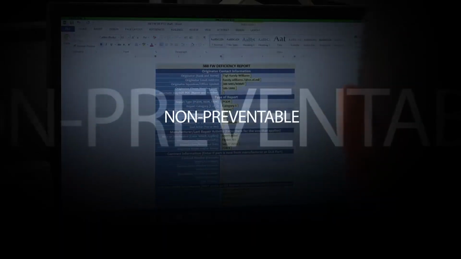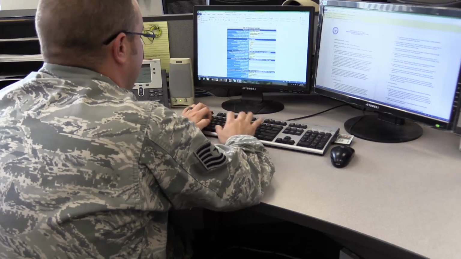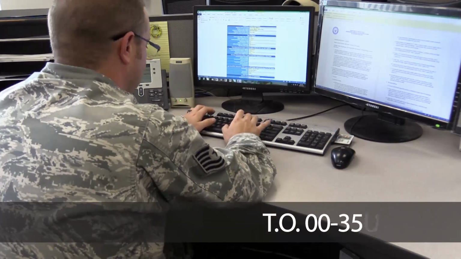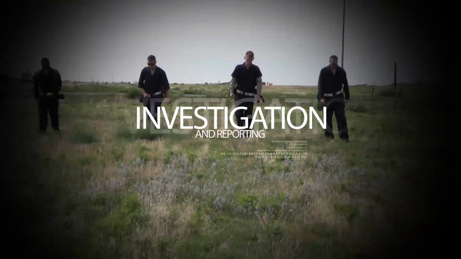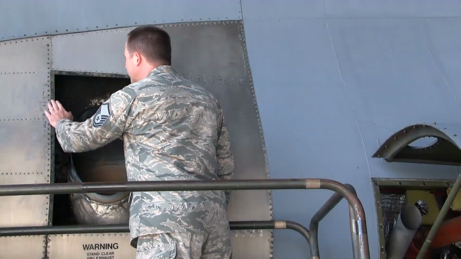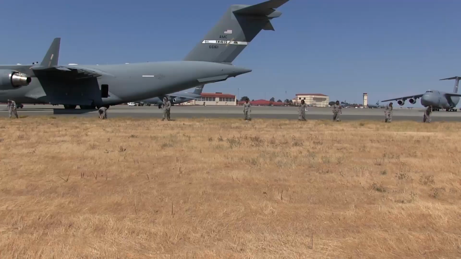Although some items are preventable, non-preventable dropped objects could include material or design deficiencies and will require a deficiency report to be submitted in accordance with Technical Order 00-35D-54 or any other applicable references. When a dropped object has been identified, the unit will initiate a FOD walk and follow specific MAJCOM DOP program reporting procedures.